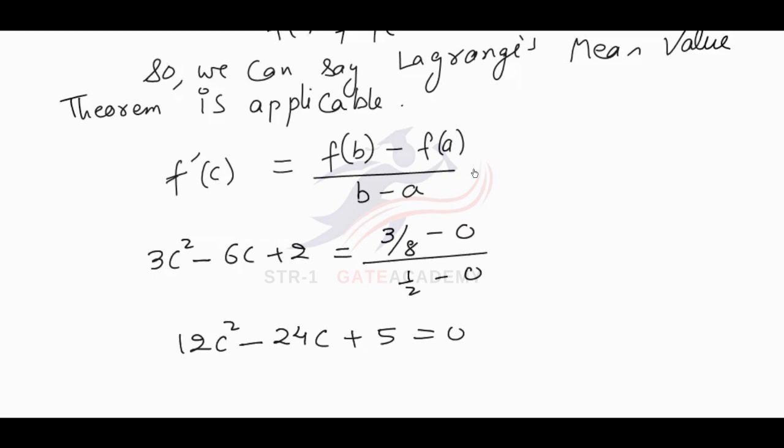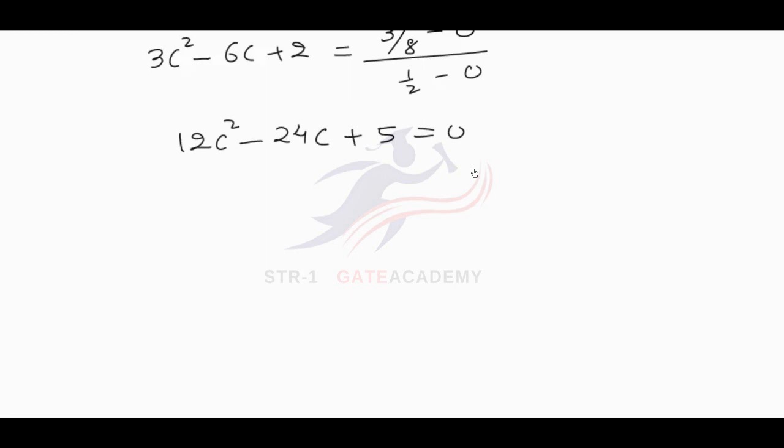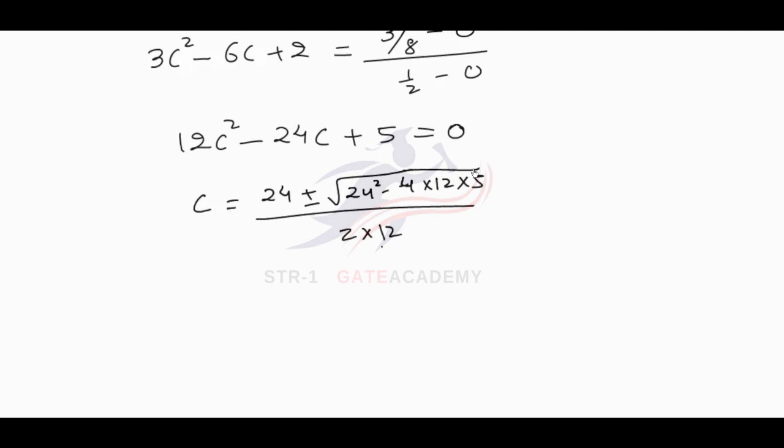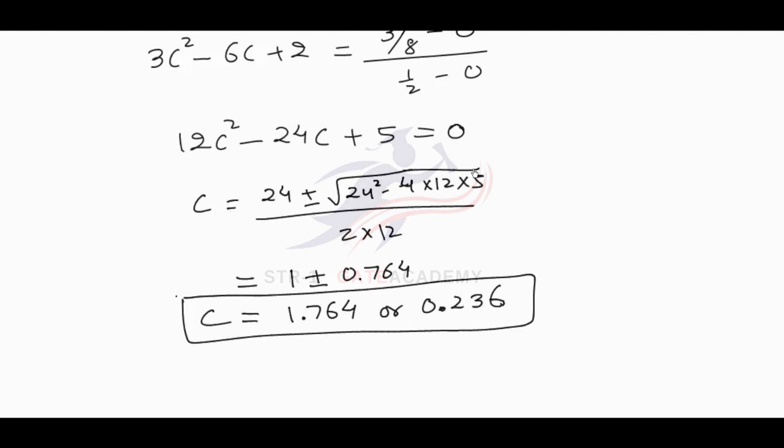Now can you split the middle term and solve? Yes guys, you know how to solve a quadratic, right? Splitting the middle term. Can it be split? No, it could not. So what will you use? We'll use the determinant method to find the roots. C will be nothing but minus b, that is 24, plus minus under root of b square, 24 square minus 4ac, upon 2a. Right? So if you solve further, you'll get 1 plus 0.764. So this will come out to be 1.764 or 0.236. So these are the values of c you have got.